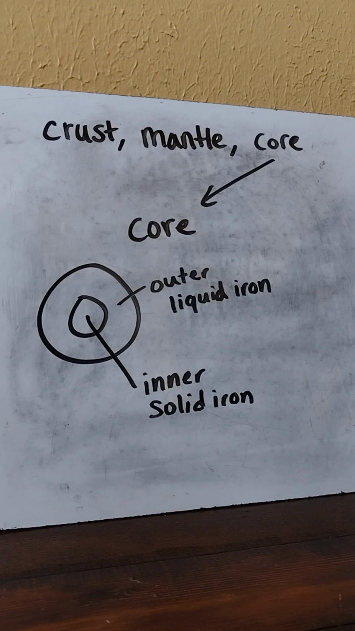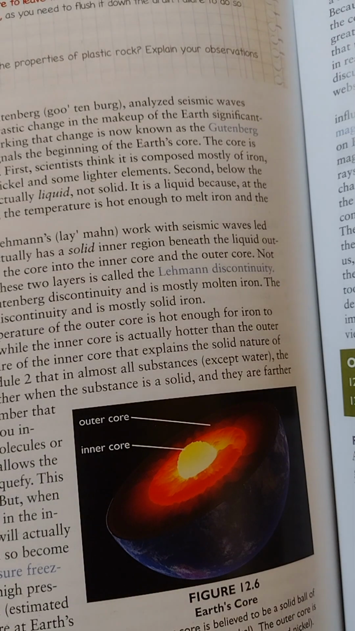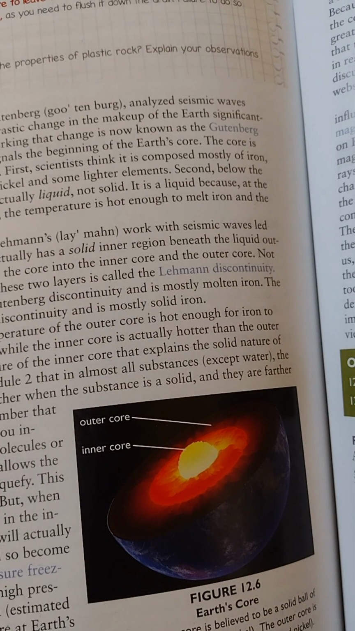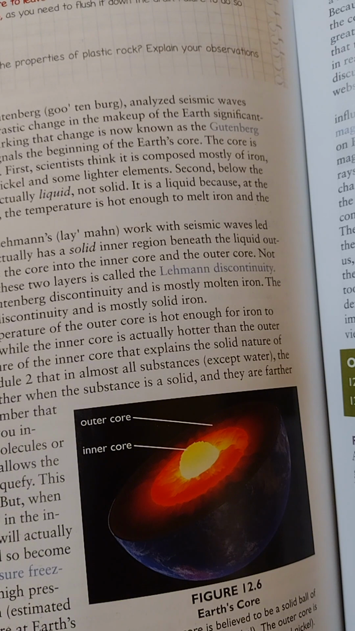Okay, so let's review. What part of the Earth's core is liquid? It's not the inner core, it's the outer core. So you have the core, that little ball in the middle. You have the inner core and the outer core. The outer core is the liquid, and the inner core is actually the solid.